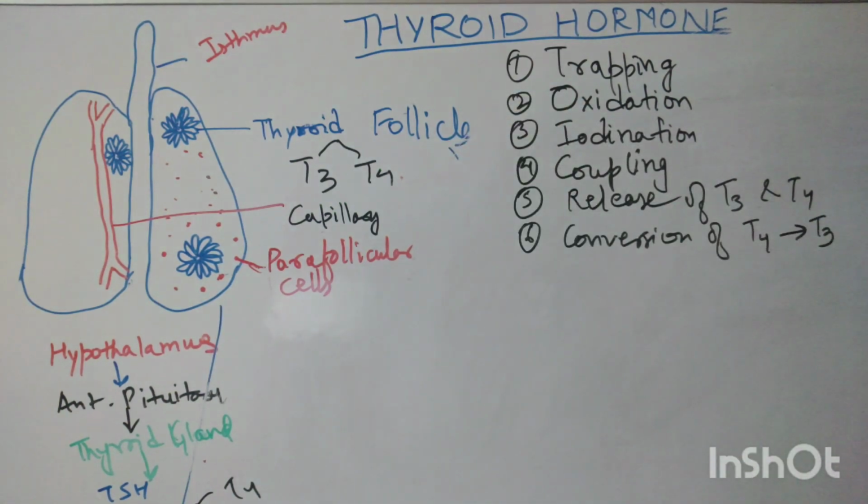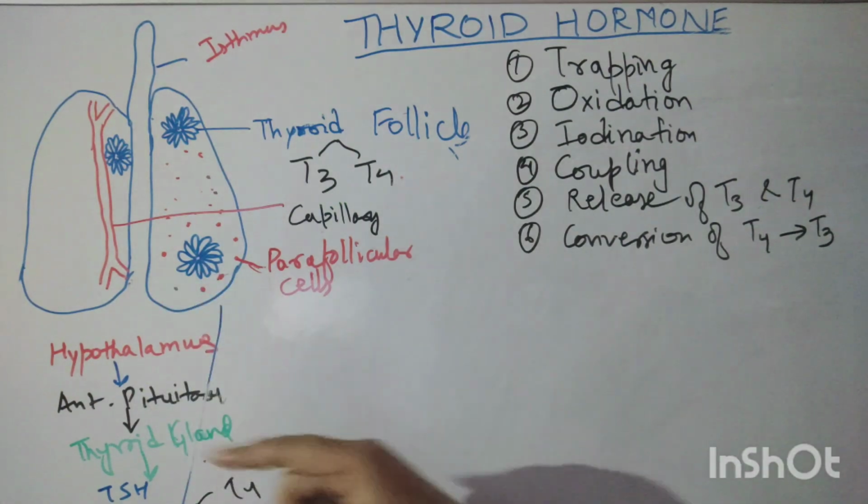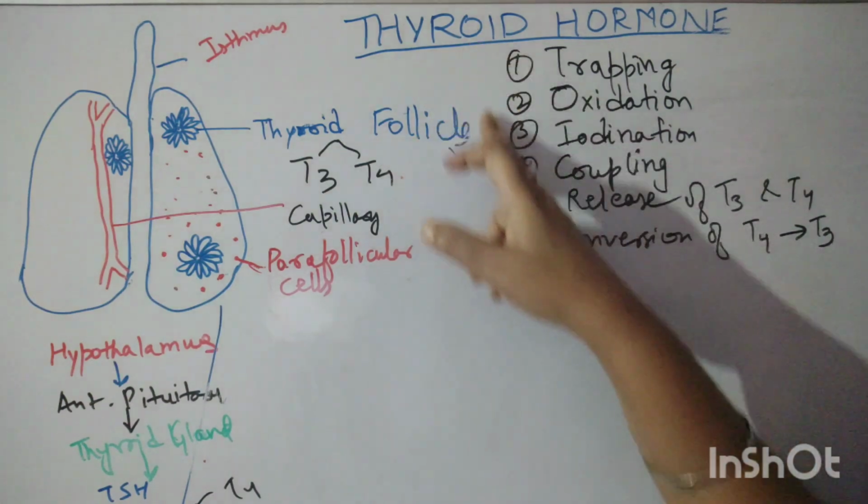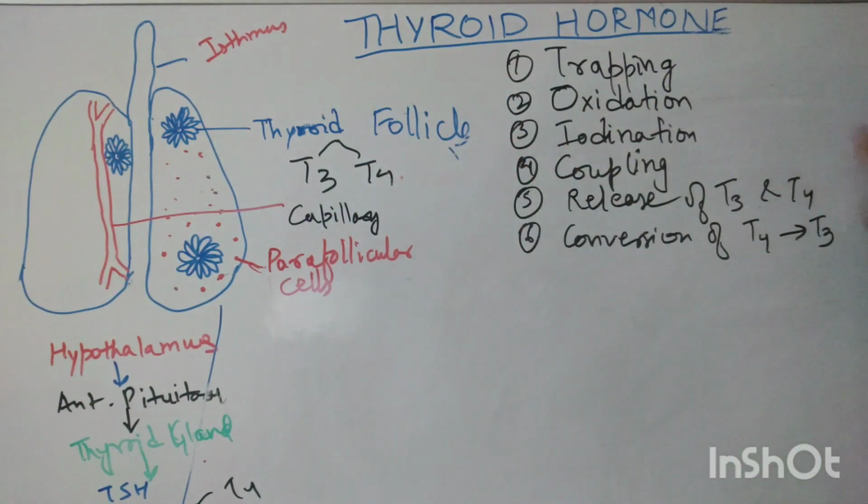So we have seen everything: the anatomy, the physiology, how the thyroid hormone is produced, how iodine enters the body, how iodine converts into iodide form and enters from the capillaries into the follicular cells and into the lumen, and there is a formation of T3 T4. Now this produced T3 T4 is released into the circulation. These are the basic points to remember for how the thyroid hormone is formed.